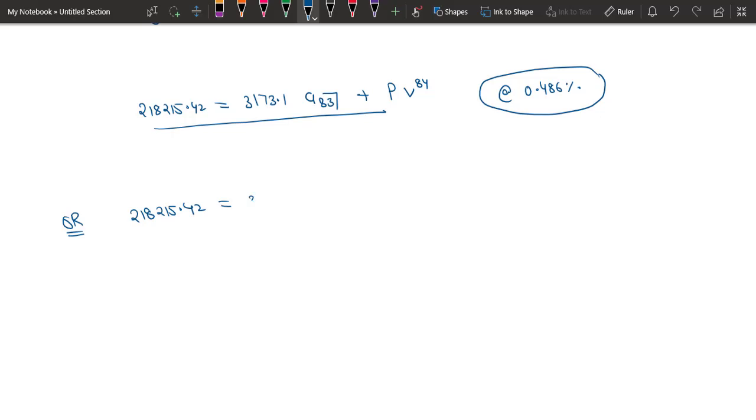You are paying 3173.1, and the total number of years is 6.99, whatever. Sorry, it will not be 6.9. It will actually be 83 months. So if you convert 83 months into years, it will be approximately 6.91667. So you just have to divide 83 by 12. So it will come out to be 6.91667.